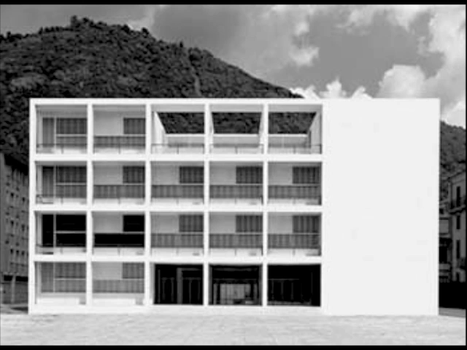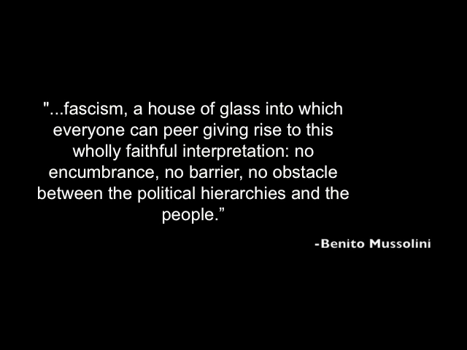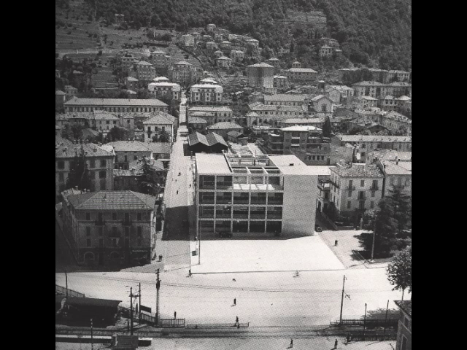In 1936, during the regime of Mussolini, fascist architect Giuseppe Terragni was hired to design the Casa del Fascio, or the House of Fascism. This building, constructed in Como, Italy, was to reflect the Mussolinian concept of fascism as a house of glass into which everyone can peer, giving rise to this wholly faithful interpretation: no encumbrance, no barrier, no obstacle between the political hierarchies and the people. Achieving this concept would prove difficult in that the structure needed to hold a great number of offices and assembly areas but had to be confined to the limited site.